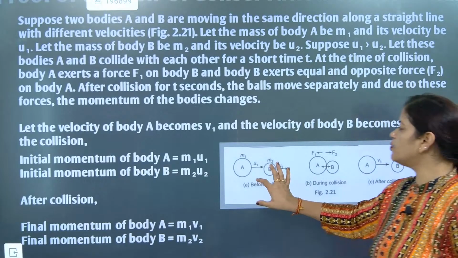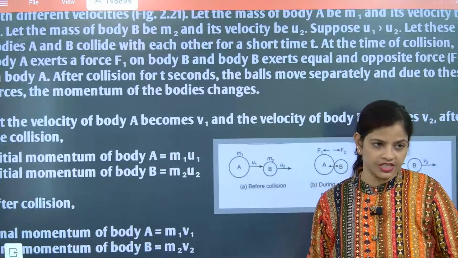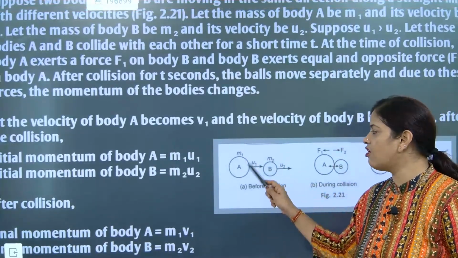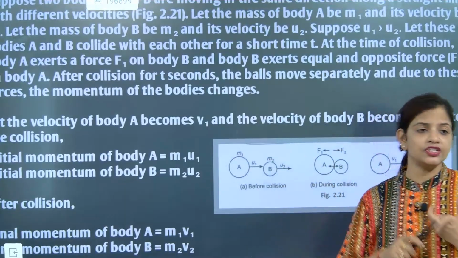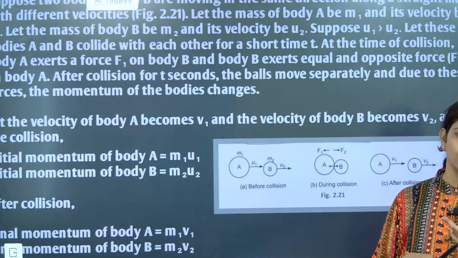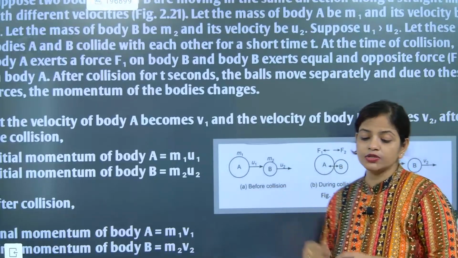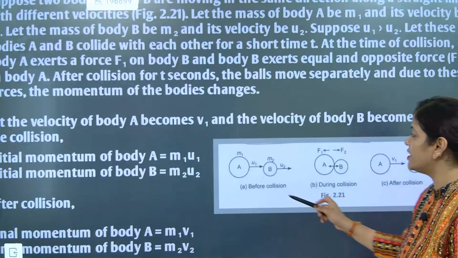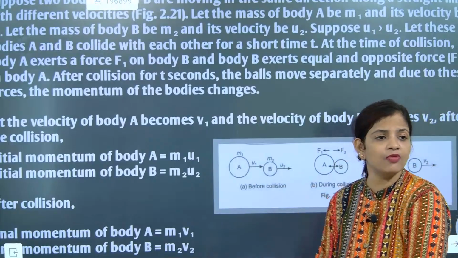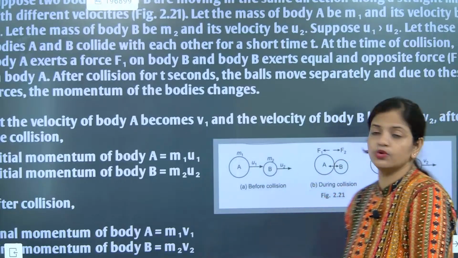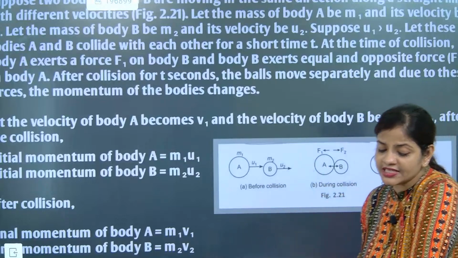Now listen, beta. So two bodies are there. First understand that before collision, both are having velocities. So what is the initial velocity of body A? And what is the initial velocity of body B? The initial velocity of body A is u1. The initial velocity of body B is u2. And their masses are also not the same. That means what, beta? What will be the momentum of body A? m1 u1. What will be the momentum of body B? m2 u2. So momentum of body A is m1 u1 and momentum of body B is m2 u2.